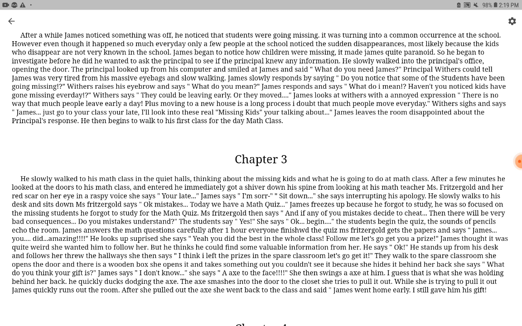James freezes up because he forgot to study. He was so focused on the missing students, he forgot to study for the math quiz. Miss Ritzer-Gold then says, "And if any of your mistakes decide to cheat, there will be very, very bad consequences. Do your mistakes understand?" Students say, "Okay, yes, yeah." She says, "Okay, begin." The students begin the quiz. The sounds of pencils echo the room. James answers the math questions carefully. After 1 hour, everyone finished.